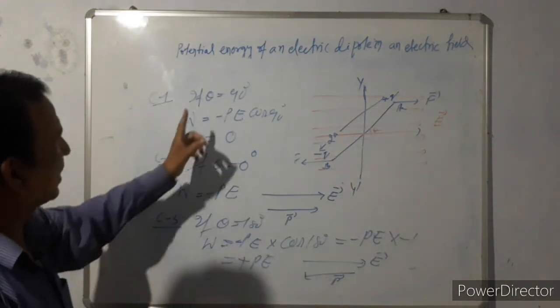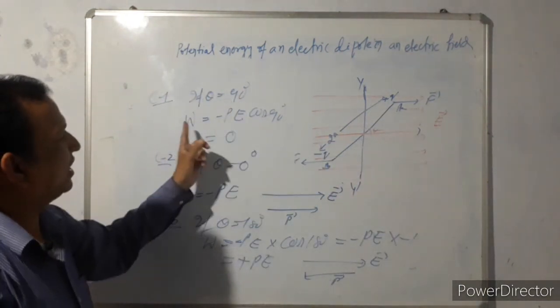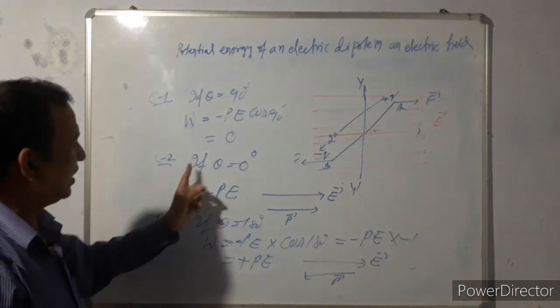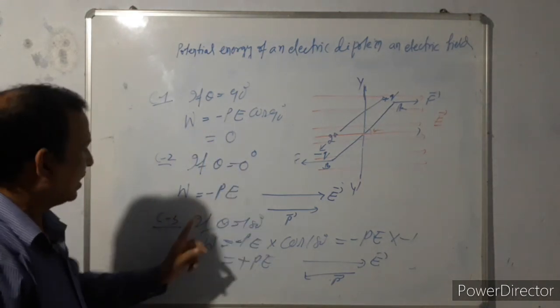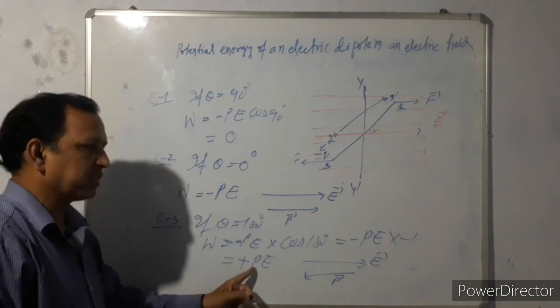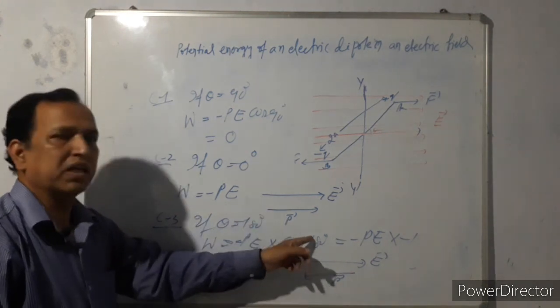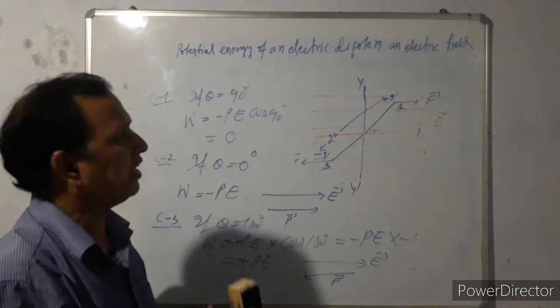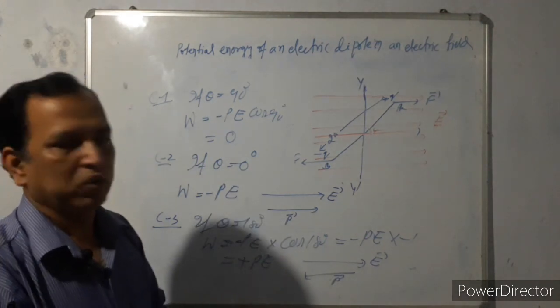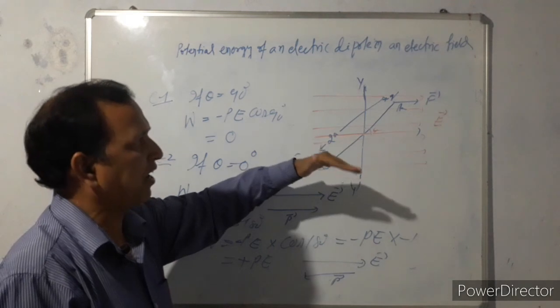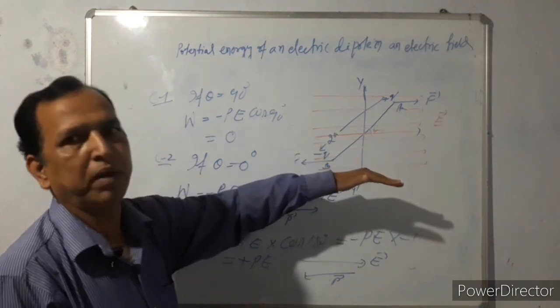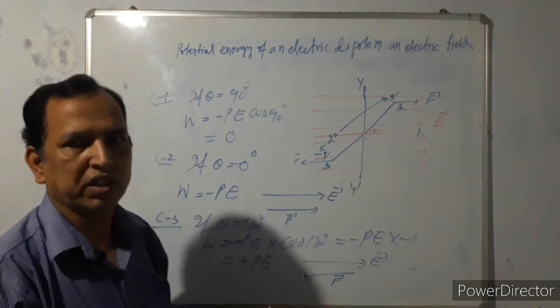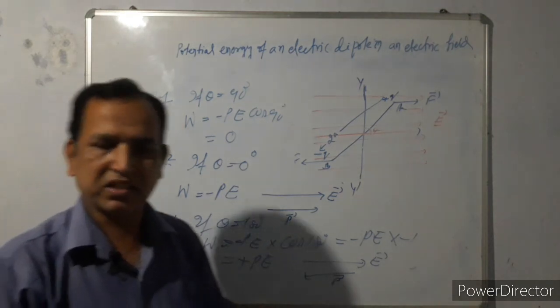Clear? So case 1, theta 90, W is 0. If theta 0, W is minus P E. If theta 180, W is plus P E. These two are parallel, these two are anti-parallel. So this is all about the potential energy of an electric dipole. That means when a dipole is placed in a uniform electric field, we can find out the energy in different cases. That's all. Thank you all.